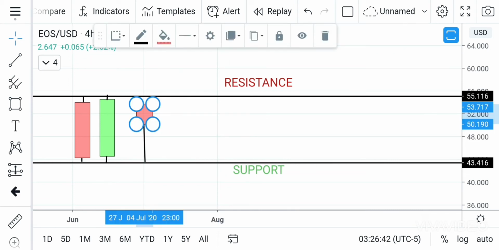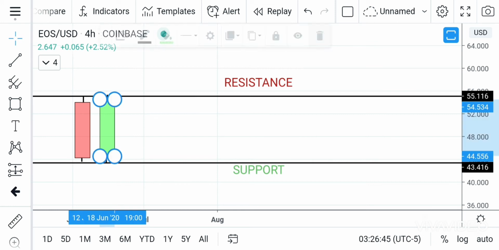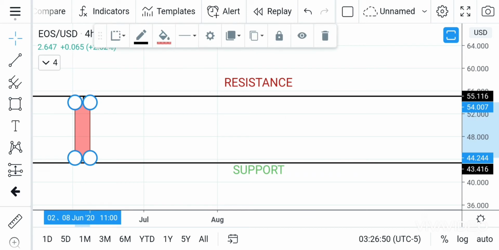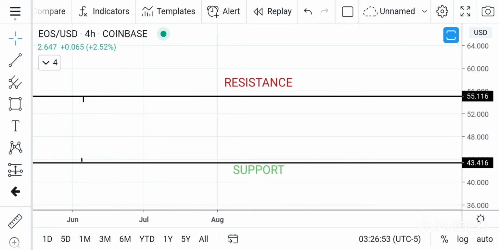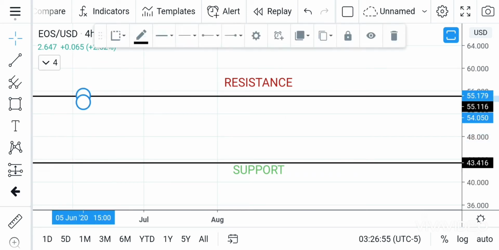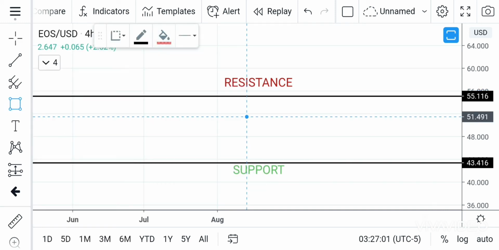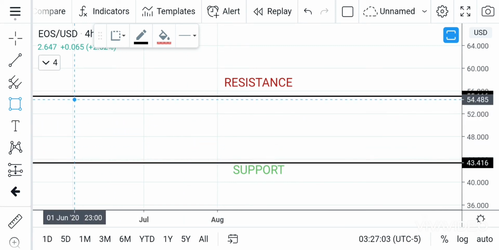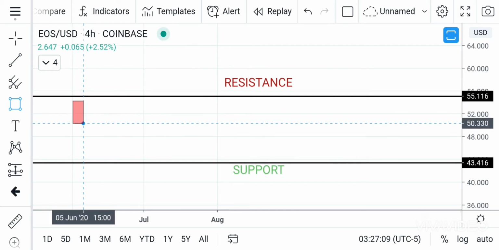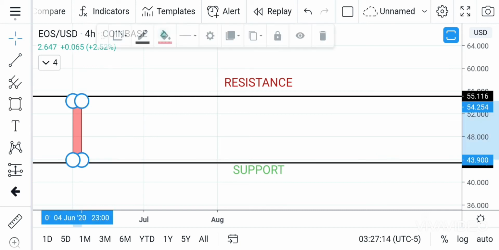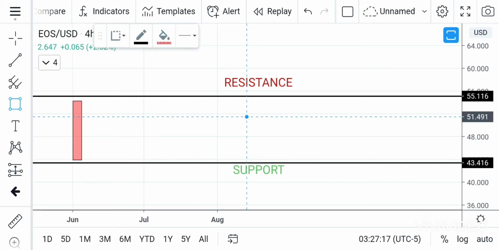The first one we are going to talk about is the bullish engulfing pattern. For the bullish engulfing pattern, the first candle that forms is a bearish candle. Let's say the first candle opens from here and sellers start pushing the price down to this low over here. Then the next candle that forms is a bullish one.